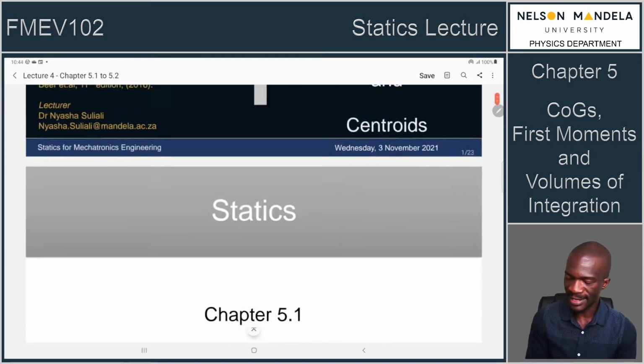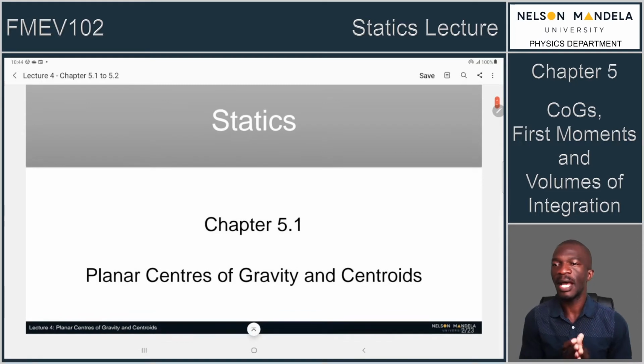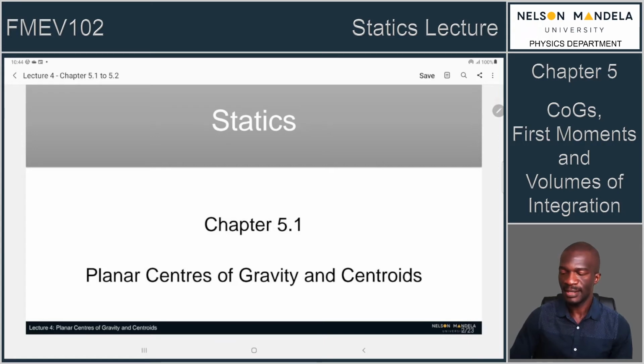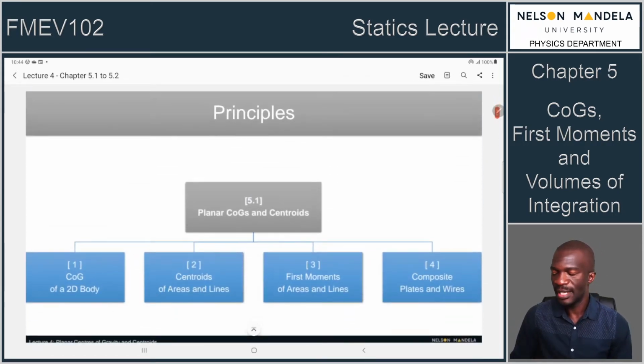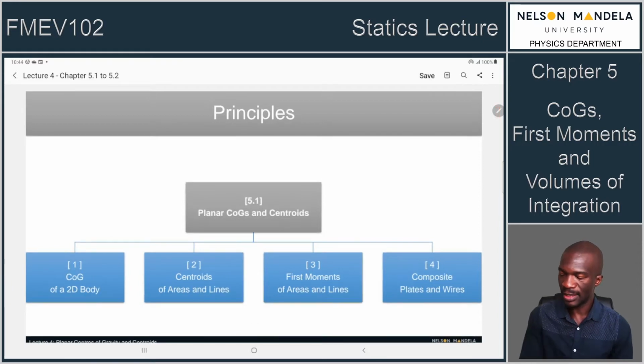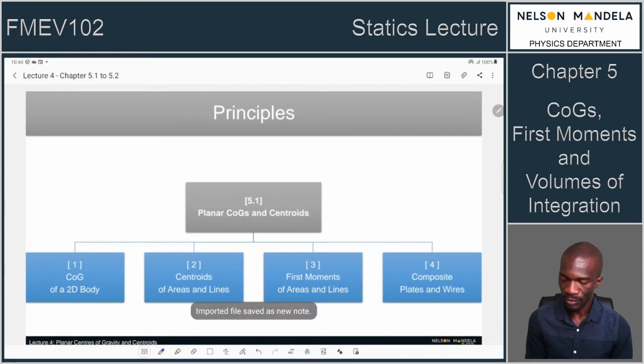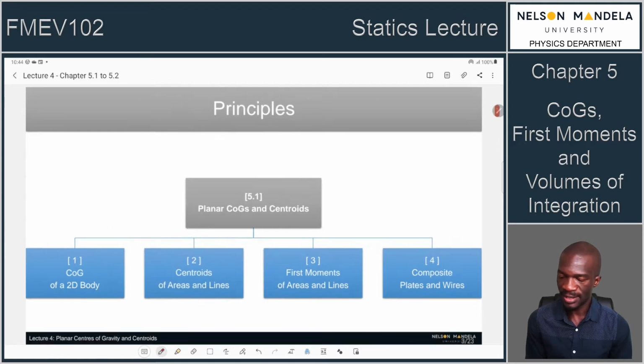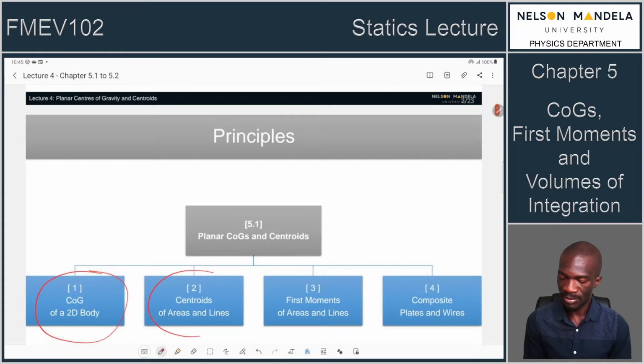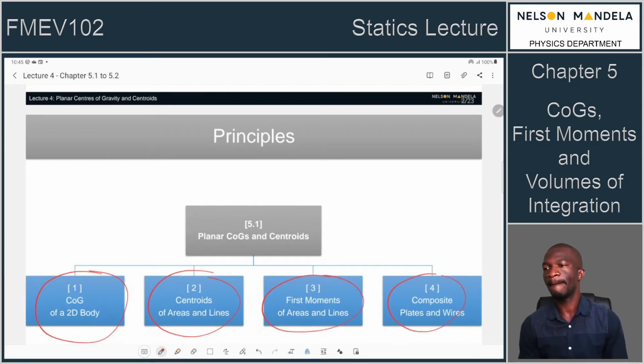Right, so let's jump right into it. So the first section is on planar centers of gravity and centroids. There are 4 principles that we will take a look at in this section. We are looking at the center of gravity of a 2-dimensional body, right? We will also learn about centroids of areas and lines. Then we will move to first moments of areas and lines, and then composite plates and wires.